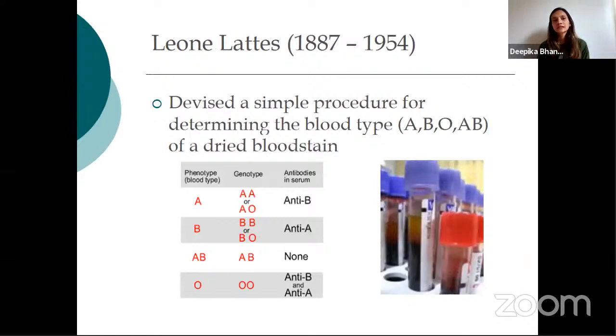Next is Leon Leitz. He developed the procedure for determining the blood group from a dried blood stain, which is more important. I'm talking about a dried blood stain: even after years, if you find a dried blood stain at the scene of crime, you can find what blood group it belongs to.